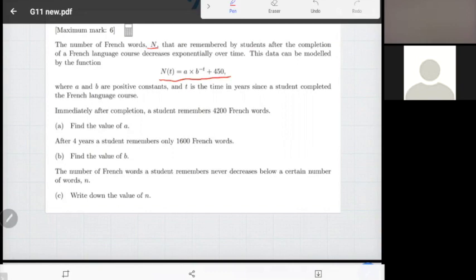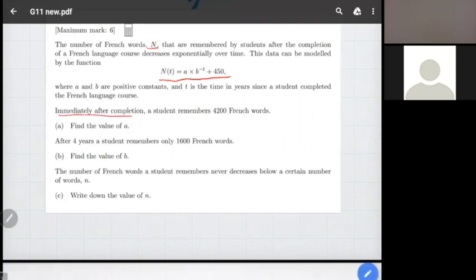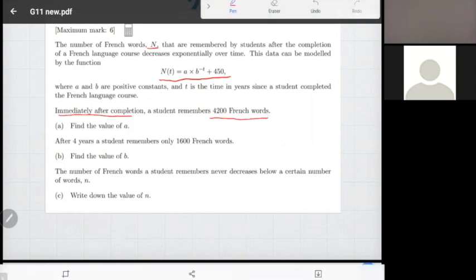And then in the first part of the question, part A, we know that immediately after the completion, a student remembers 4,200 French words. It means at the beginning, when t is 0, the number of n is 4,200. Okay, let's start the solution.